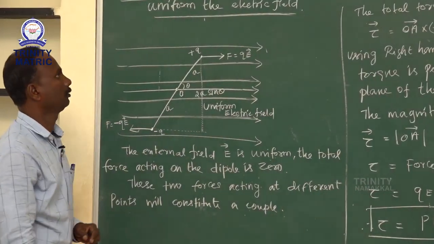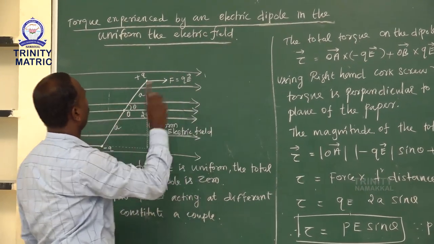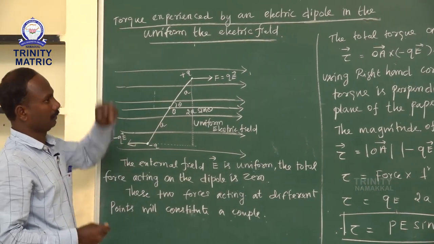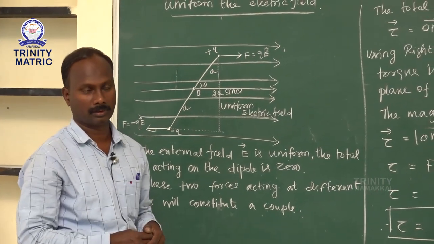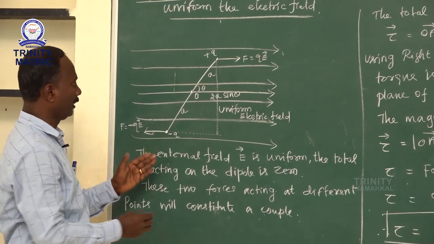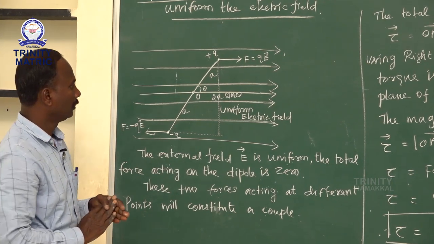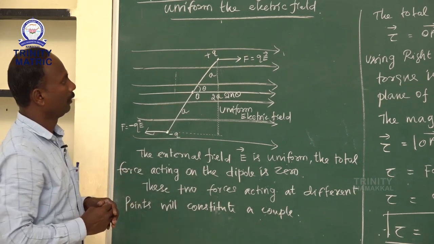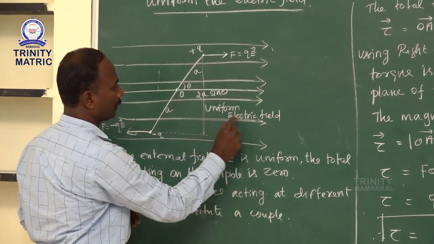Now we move on to the torque experienced by an electric dipole in a uniform electric field. What is torque? It is nothing but the moment of force. When a dipole is placed in a uniform electric field, how does the torque act? That is what we discuss here. So let us consider a uniform electric field E.